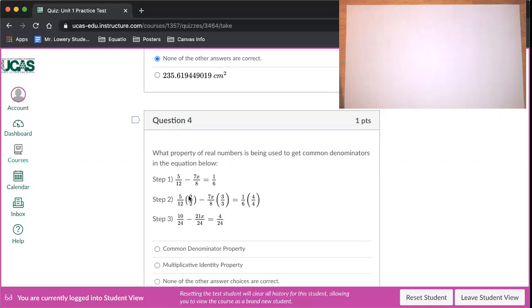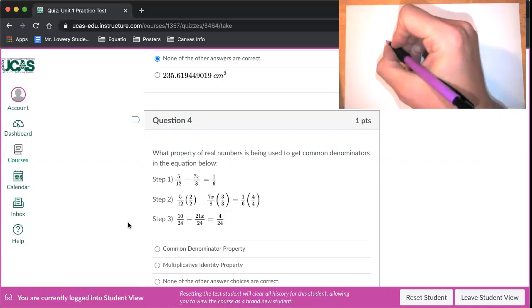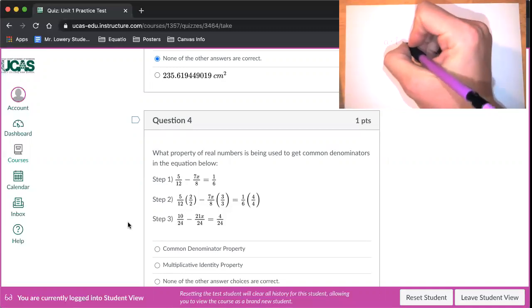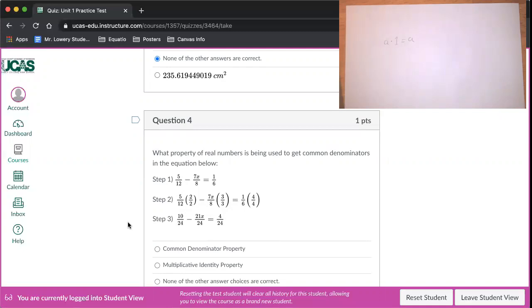But this 2 over 2, remember, is just 1. And this 3 over 3 is just 1. And this 4 over 4 is just 1. So what we're doing is multiplying by 1 to get something equivalent, okay? The identity property of multiplication says that anything times 1 is equal to itself. That's what the identity property looks like, okay?